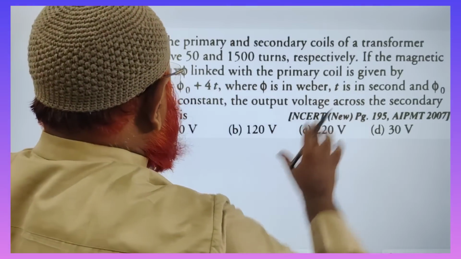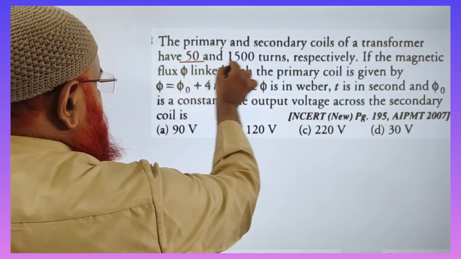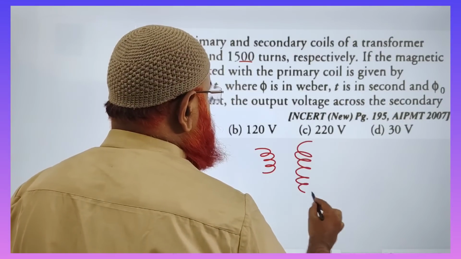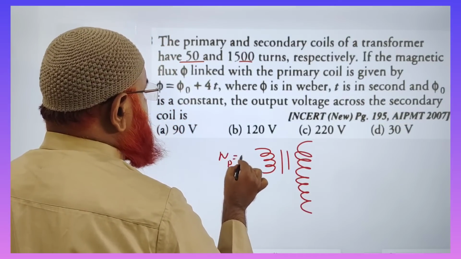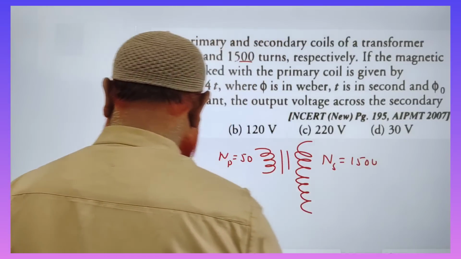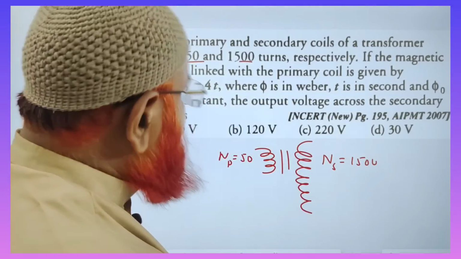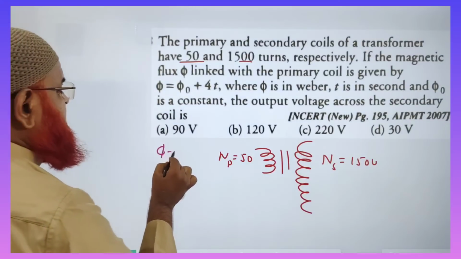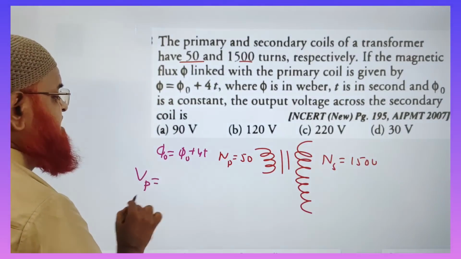Now, the primary and secondary of the transformer have how many turns? 50 and 1500 turns. So the primary coil has very few turns and the secondary has many more. The number of turns in the primary is 50, and the number of turns in the secondary is 1500. Now, what else is being asked? The magnetic flux linked with the primary coil is phi naught plus 4t.